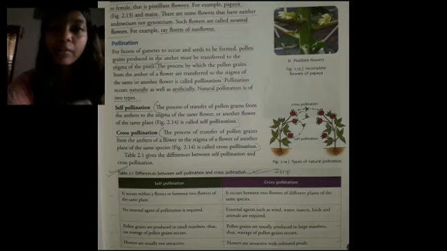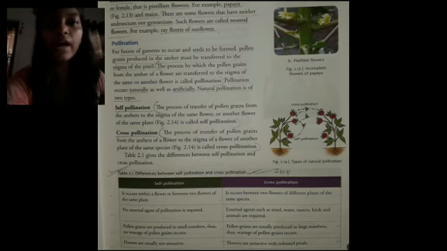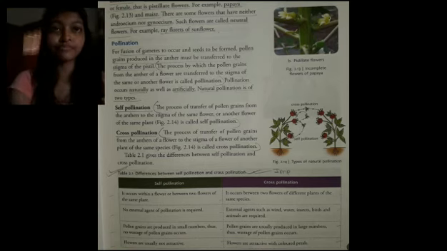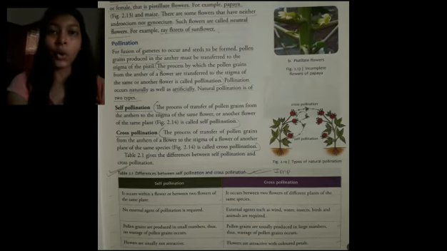Means in self-pollination the pollen grains are transferred to the same flower or another flower of the same plant. But in cross-pollination the pollen grains are deposited on the stigma of another flower of another plant of the same species. So this is the only difference between self-pollination and cross-pollination.